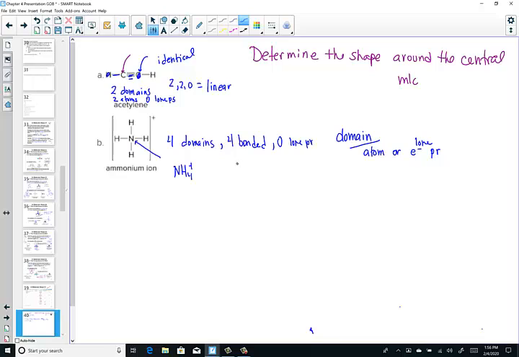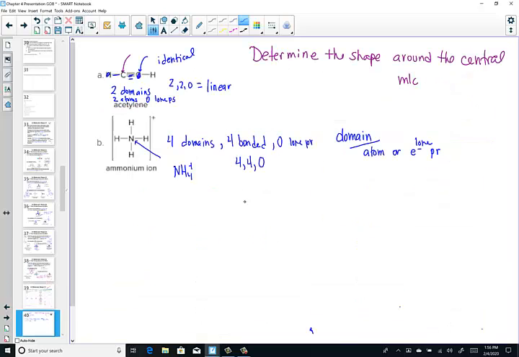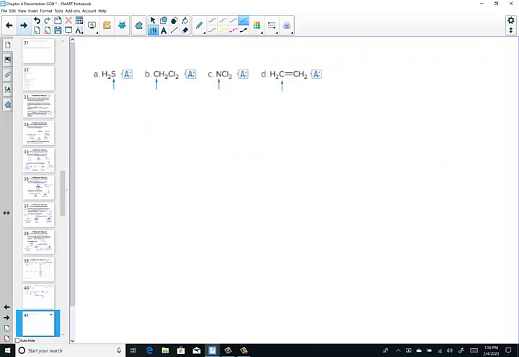And so your VSEPR chart becomes your count 440. And remember, you're working to memorize 440. Oh, that's tetrahedral with bond angles of 109.5. Great. This just takes repetition. It's really not hard, but there's some fundamental skills we need to practice.